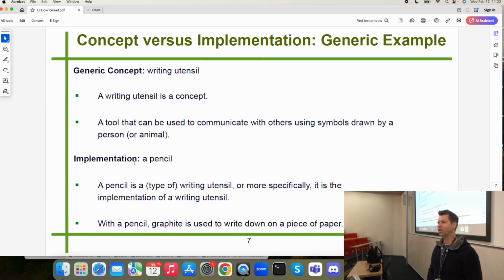An implementation of a writing utensil is a pencil. Right? A pencil is a writing utensil. Well, another way to formulate that is, a pencil is the implementation of a writing utensil. A pencil is a type of writing utensil, or more specifically, it is the implementation of a writing utensil. With a pencil, graphite is used to write down on a piece of paper. That's the implementation of a writing utensil. So we're trying to talk about the difference between concept and implementation.